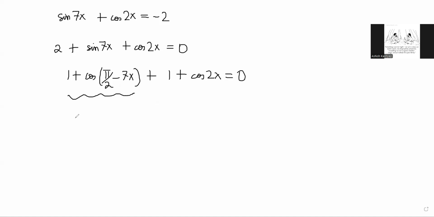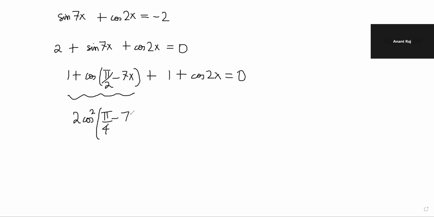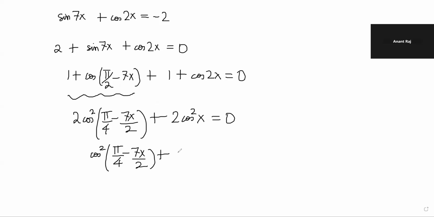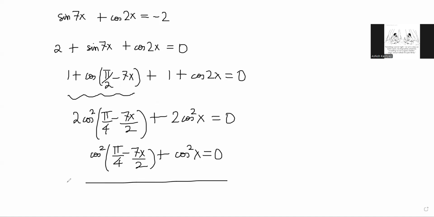This can be written as what? 2 cos square half angle, right? What can this be written as? Right? This is much better. Why is this much better? So it is equal to 0 and it is not a product. Why is this better than the previous situation? Why is this an obvious way to solve?